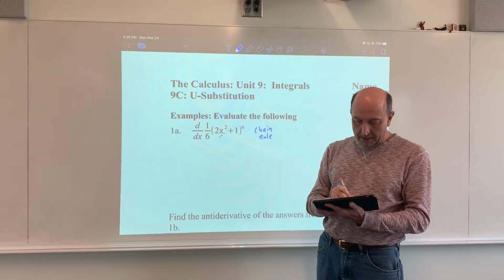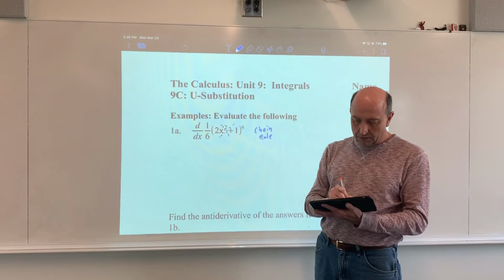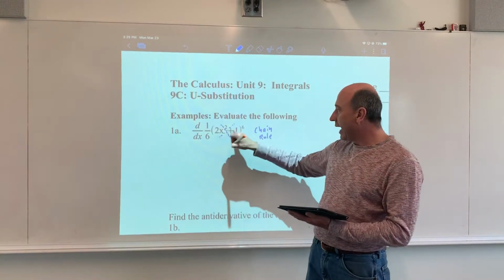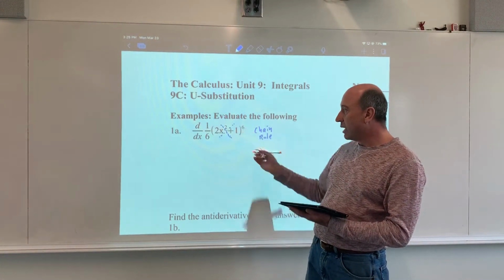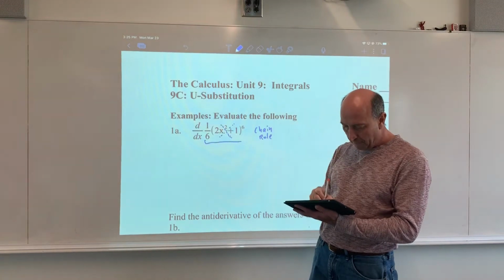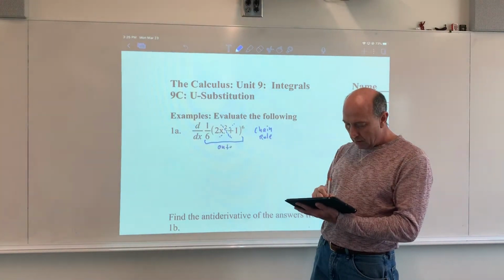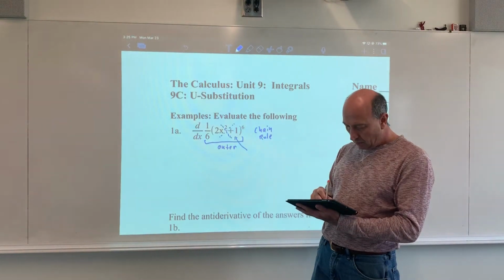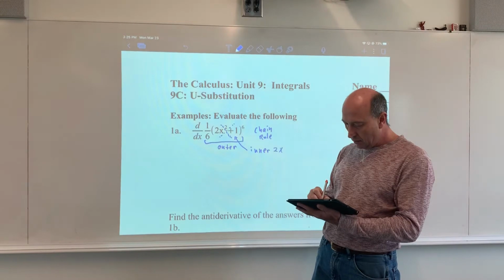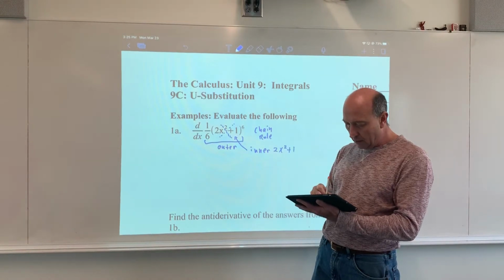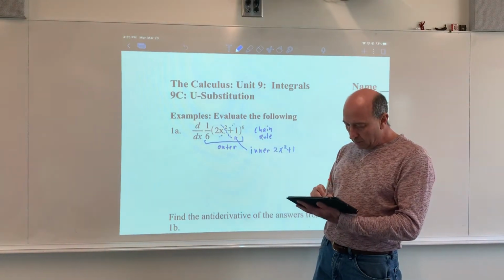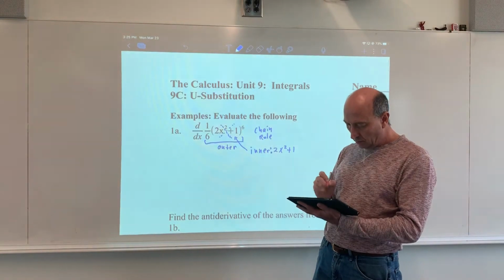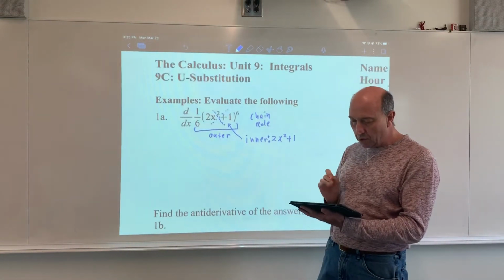So it's kind of like this is an x. So we have 1/6 x to the 6th. That's our outer formula. And our inner formula is 2x squared plus 1. Okay. Let's try it using the chain rule.